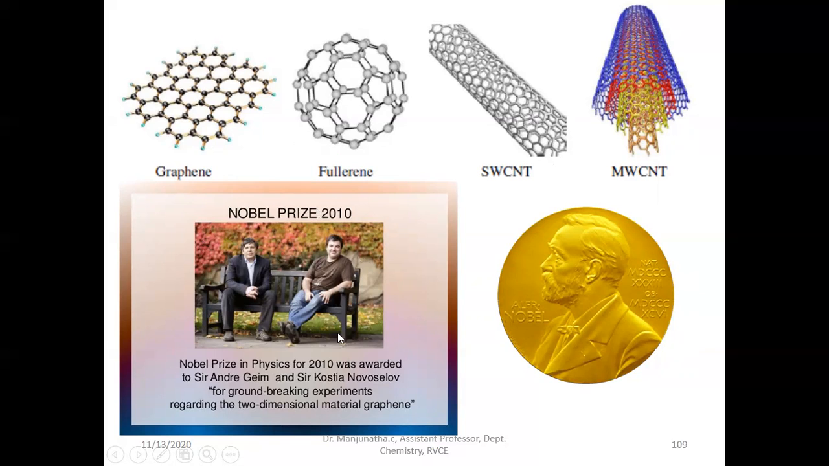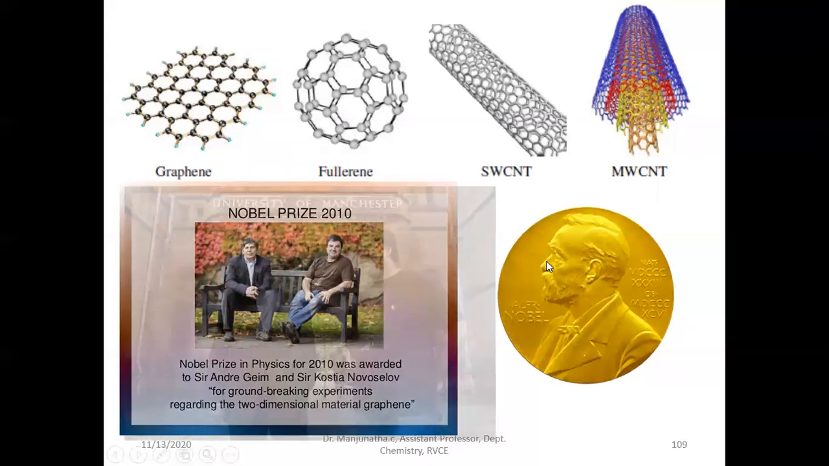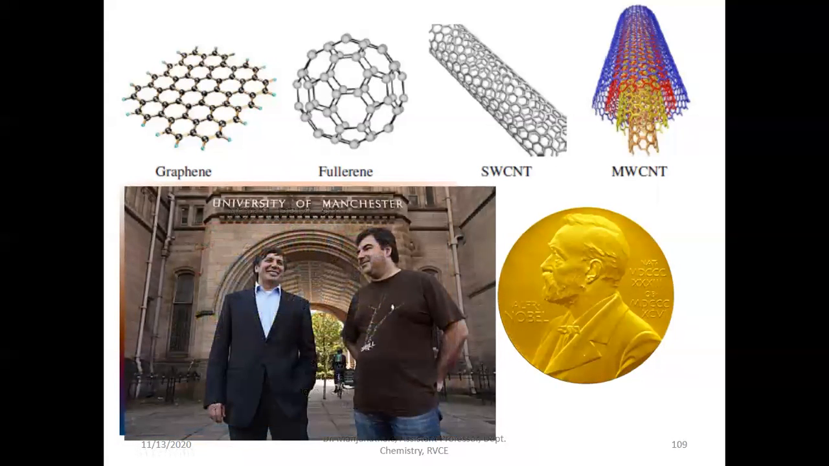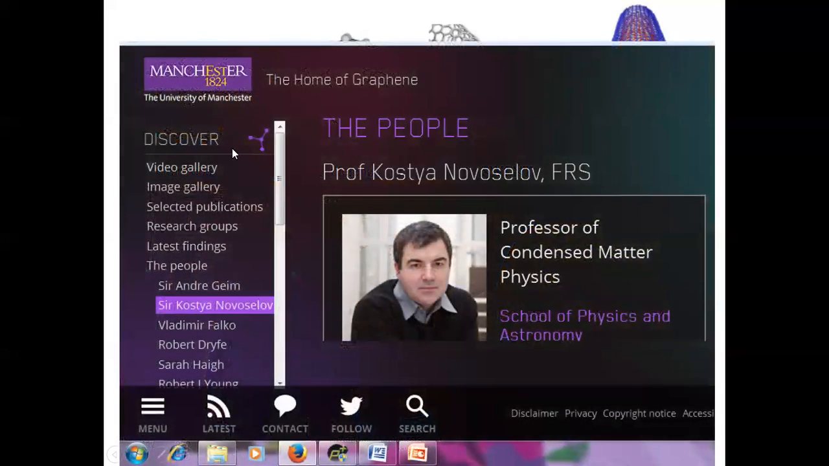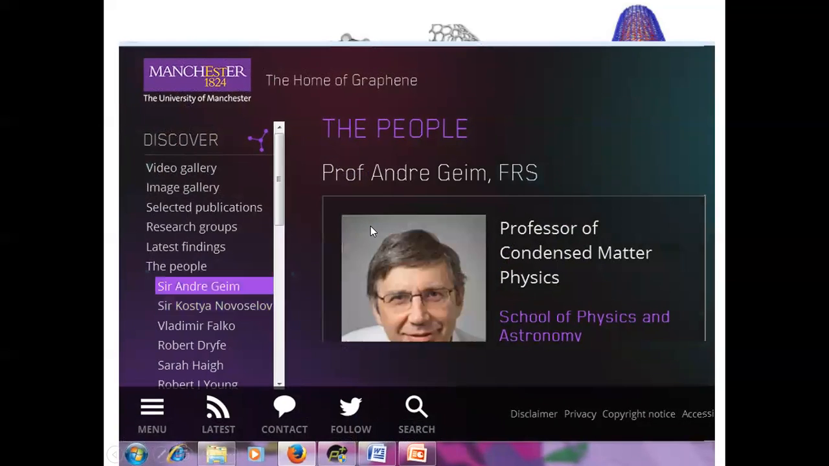This is the picture showing the two professors, Andrew Geim and Novoselov, who discovered this graphene material in 2004, and for that discovery they got the Nobel Prize in 2010. They are from the University of Manchester. If you want more information, you can go to their website. This is the website of Professor Novoselov and Andrew Geim.